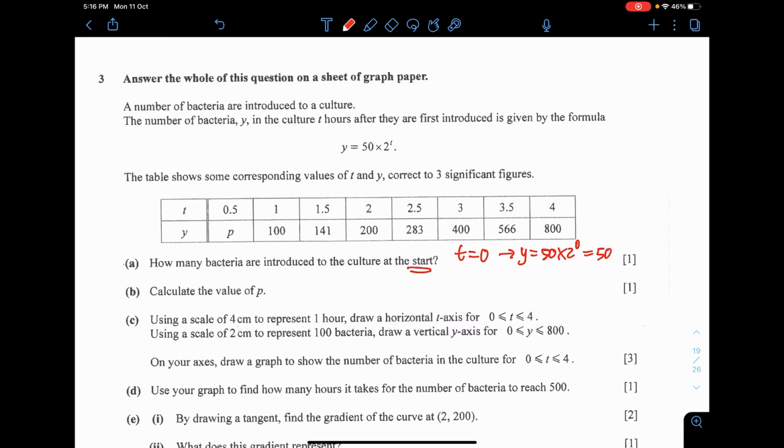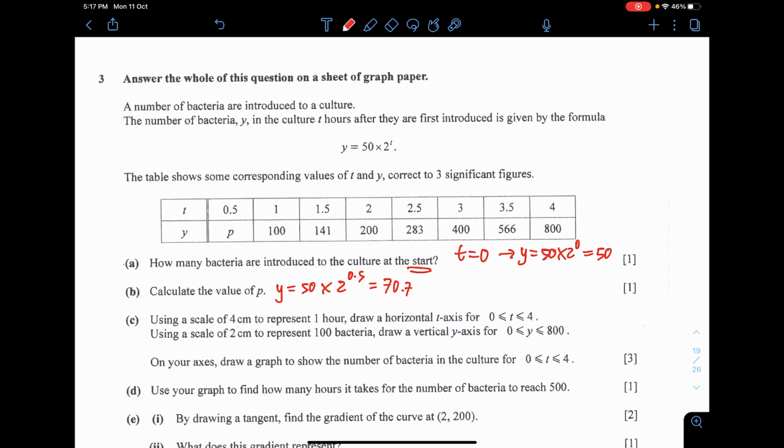Okay, now that means to say that P is actually 50. No, that's not P. The P is different. P is the part B. For part B, I'm going to sub in T as 0.5. So 50 multiplied by 2 to the power of 0.5, and that will be 70.7. Put into 3SF, of course.